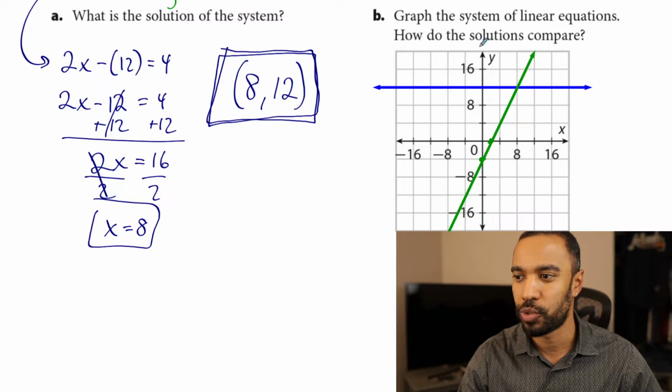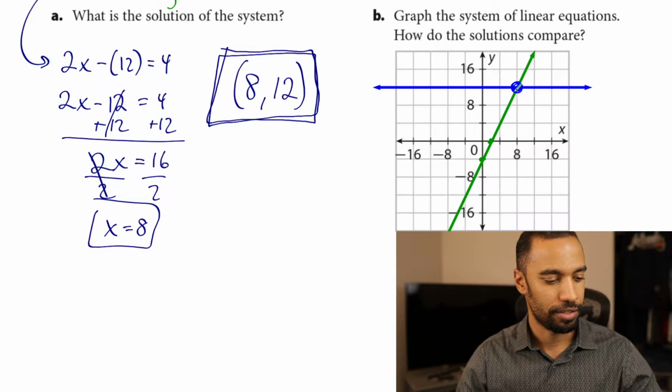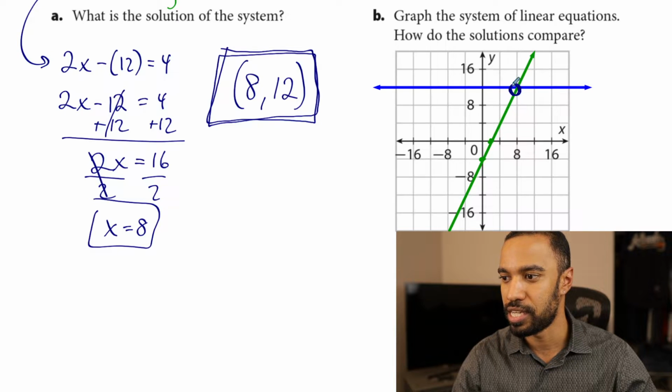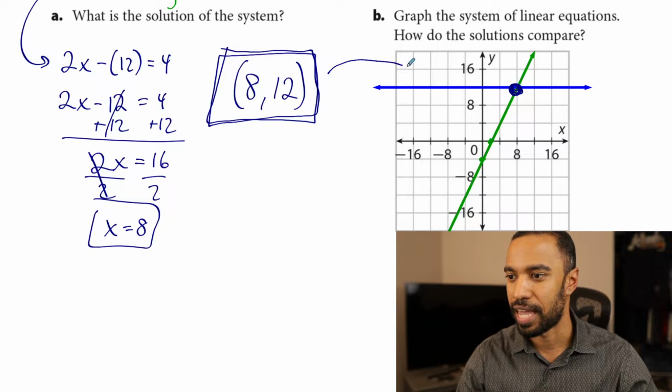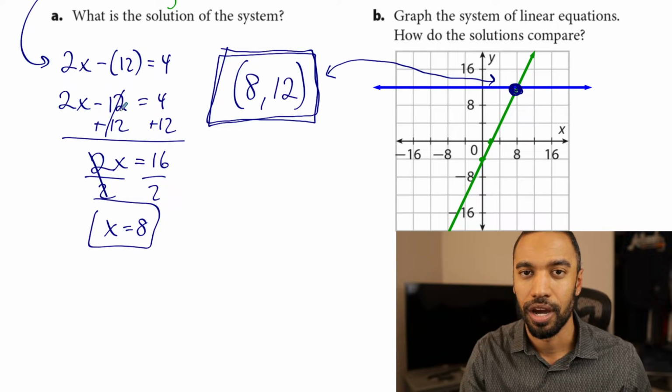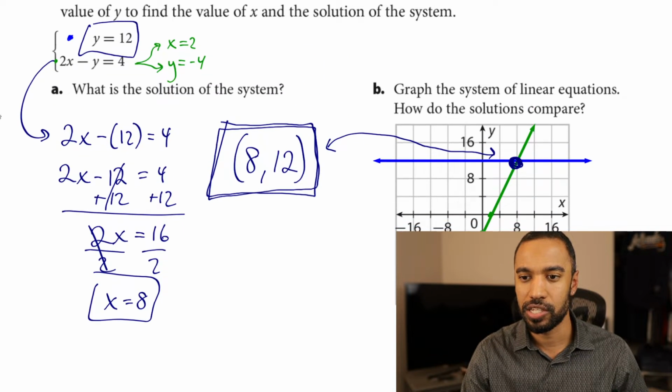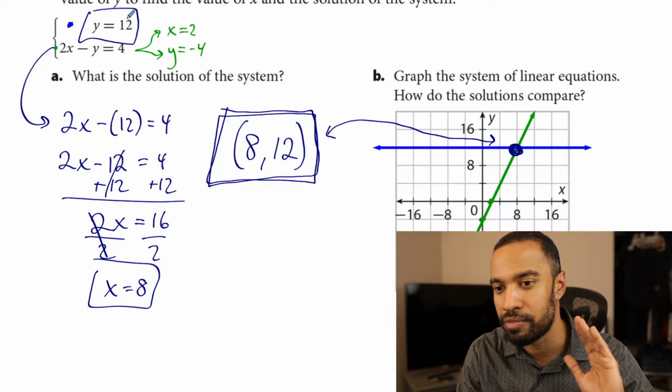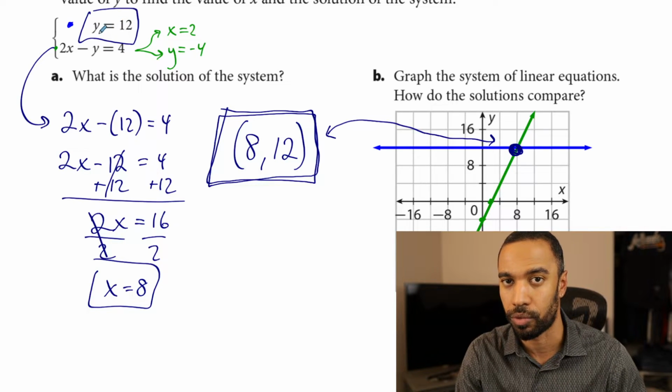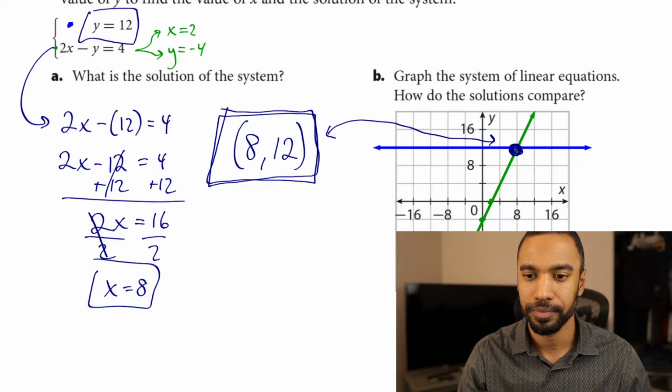That point of intersection right there is indeed, well, let's get that darker blue, is indeed (8, 12). And that's how they compare. They are the same. The solutions are the same. So that's number 1. That's a first example of it. Notice that my 12 did substitute in the other equation, though, for y. I have to do that each time.